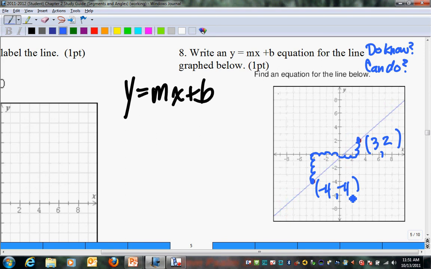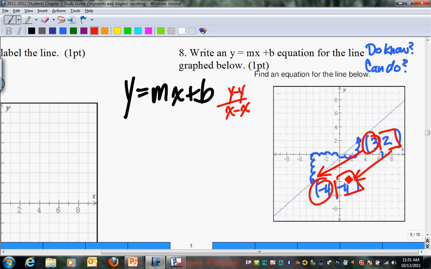So what can you do with two points? We have a line. You can find the slope, can't we? How do you find slope? y minus y over x minus x. So I'm going to box my y's and subtract, circle my x's and subtract. Box y's, subtract. Circle x's, subtract.